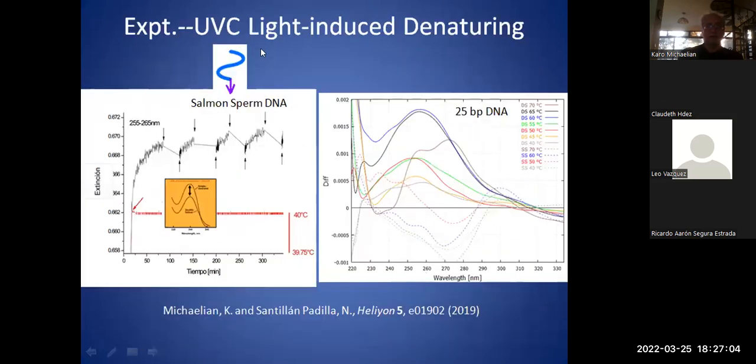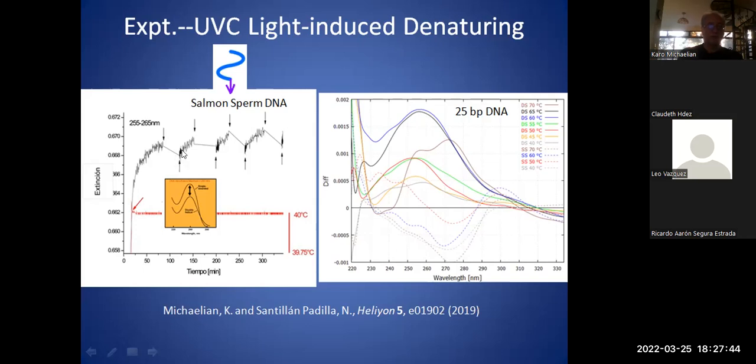So what about light-induced denaturing? So this is the case for salmon sperm DNA. We brought the system up to a constant temperature of 40 degrees centigrade, and we kept that temperature constant. And with the light on, we allowed the system to come to an equilibrium. It's an equilibrium between single-strand and double-strand DNA. And then we turned the light off and waited about half an hour, and then turned the light on again. So the arrows pointing downward correspond to turning the light off, and the up arrows to turning the light on.